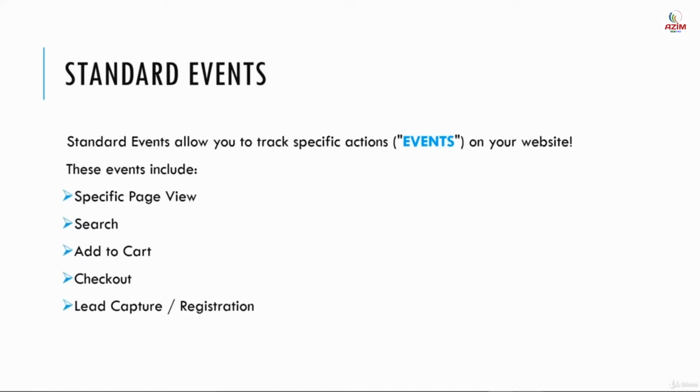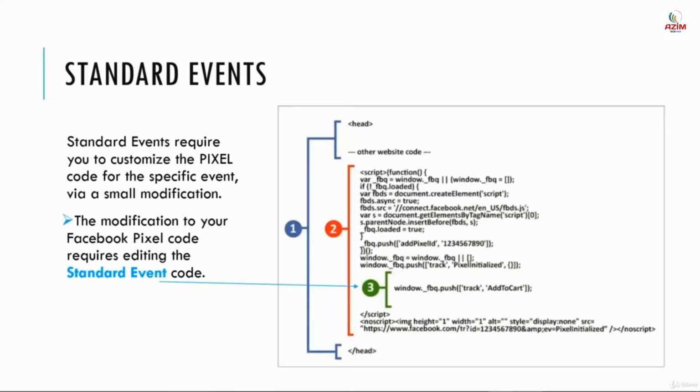These include specific page view, search, add to cart, checkout, lead capture, or registration. Standard events require you to customize the pixel code for that specific event via a small modification. So this modification to your Facebook pixel code requires editing the standard event code.